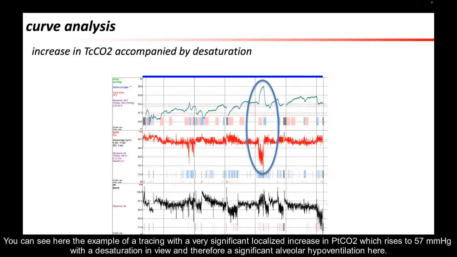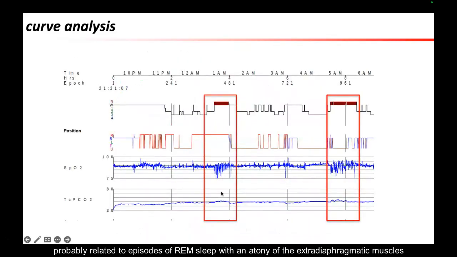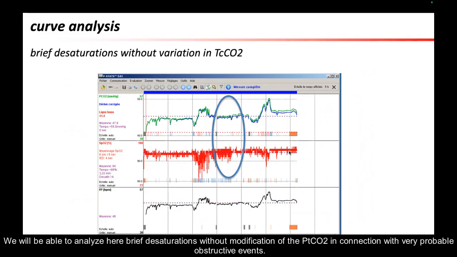You can see here the example of a tracing with a very significant localized increase in PtCO2, which rises to 57 millimeters of mercury with a desaturation in view, and therefore a significant alveolar hypoventilation here, probably related to episodes of REM sleep with an atony of the extradiaphragmatic muscles.